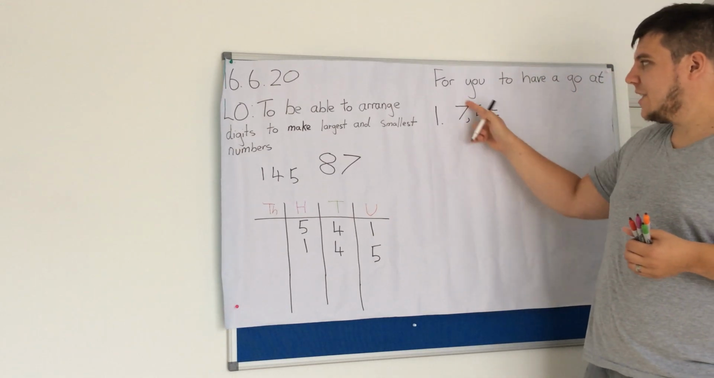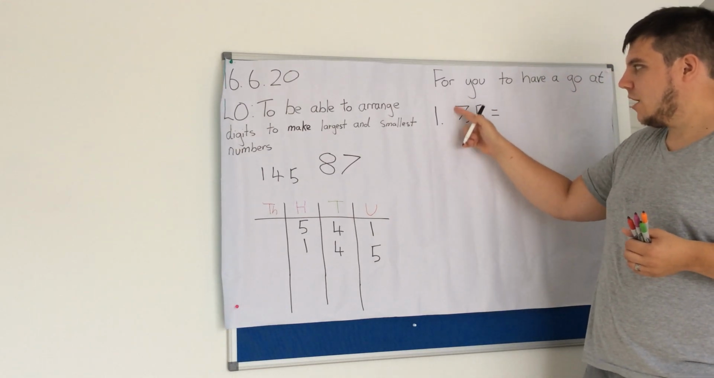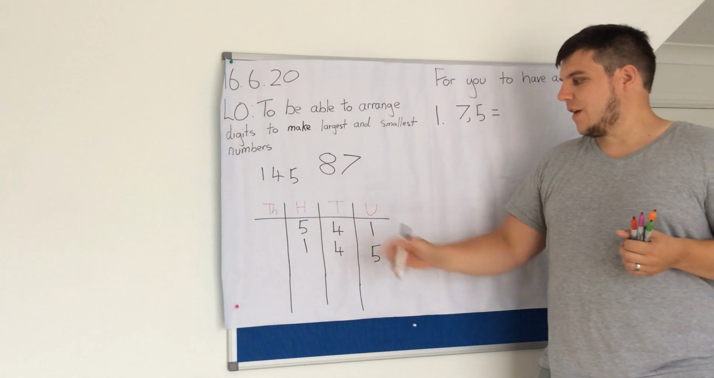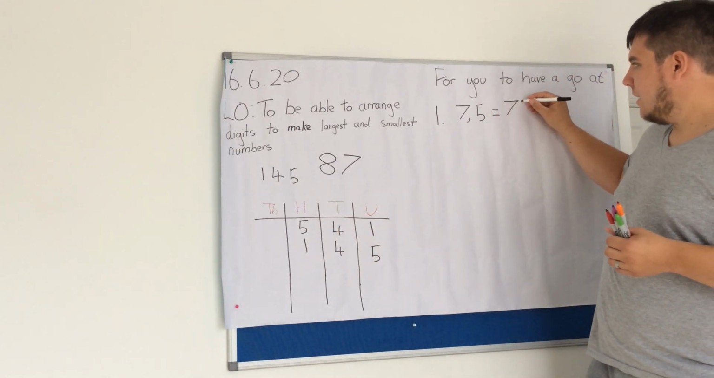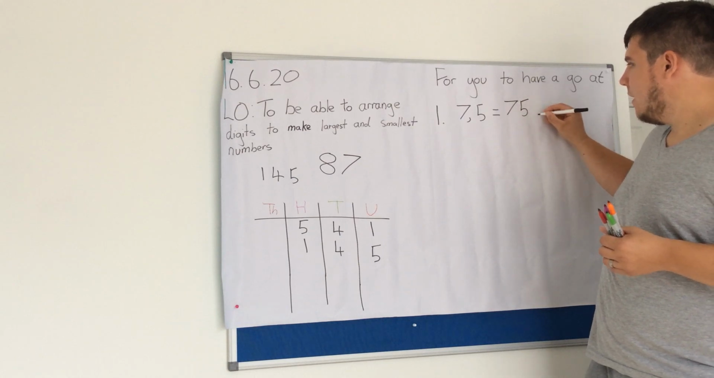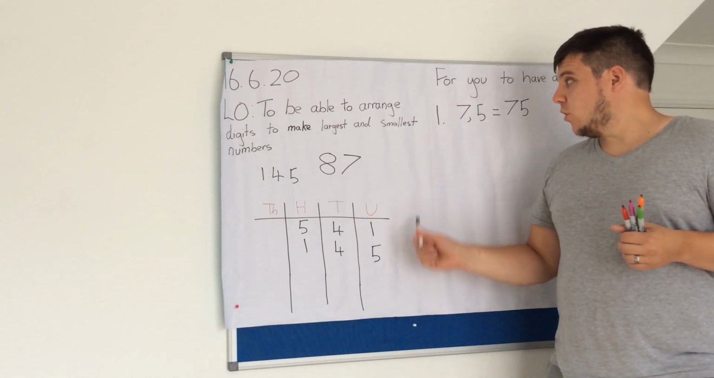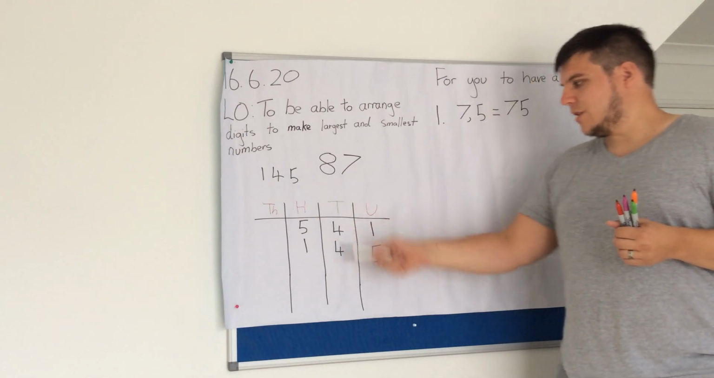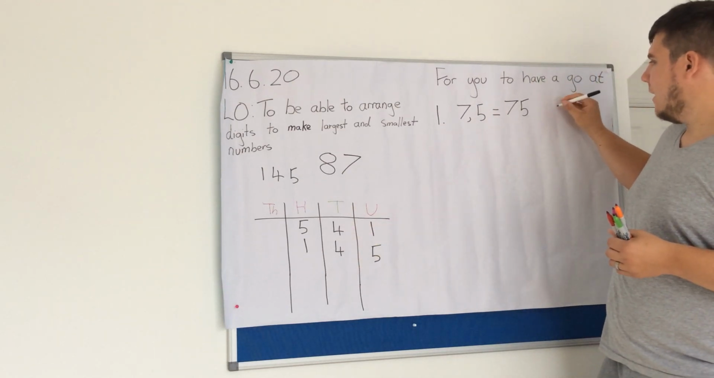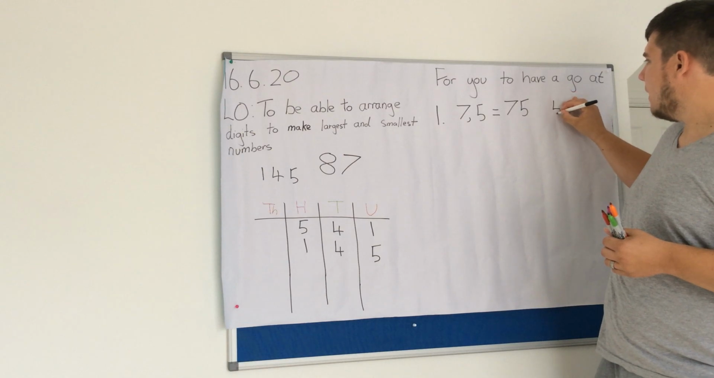I want to give my biggest digit that I've rolled, a 7, the most value. So I'm going to turn that into a 10. And that's obviously going to leave me with a 5. Then to make the smallest number, I'm going to take my smallest number and give it the most value, which is a 10. So I'm going to get a 57.